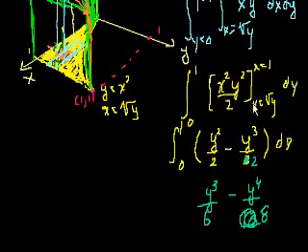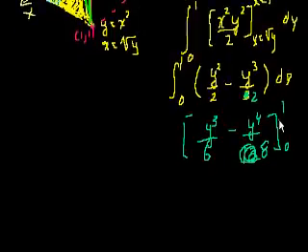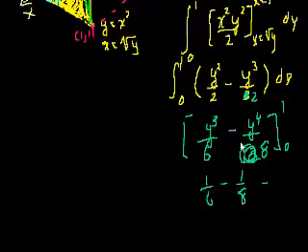So when I evaluated this, this is right, and then I take the antiderivative of y to the third over 2, I get y to the fourth over 8. And now I evaluate this at 1 and 0, and that gives us what? 1/6 minus 1/8, minus, well, both of these, when you evaluate them at 0, are going to be 0. So it's going to be 0 minus 0. So you don't have to worry about that.